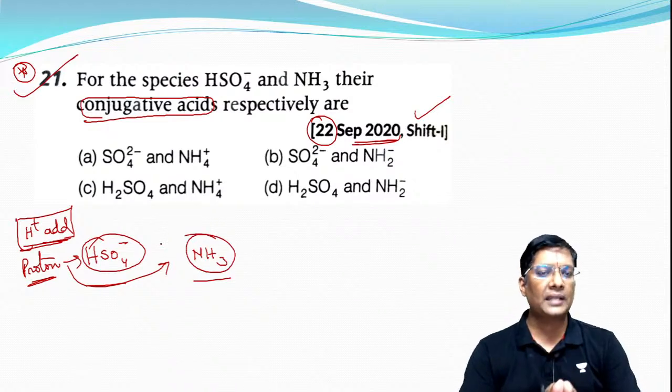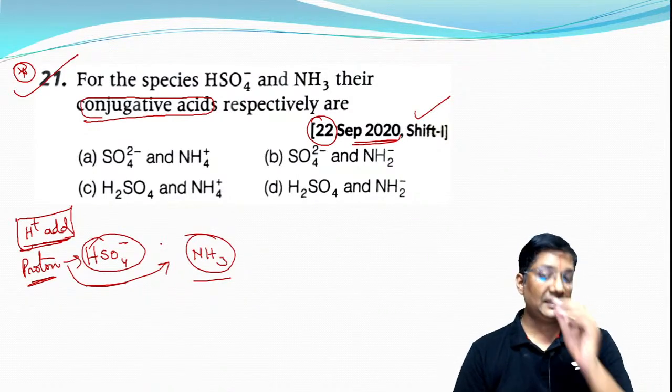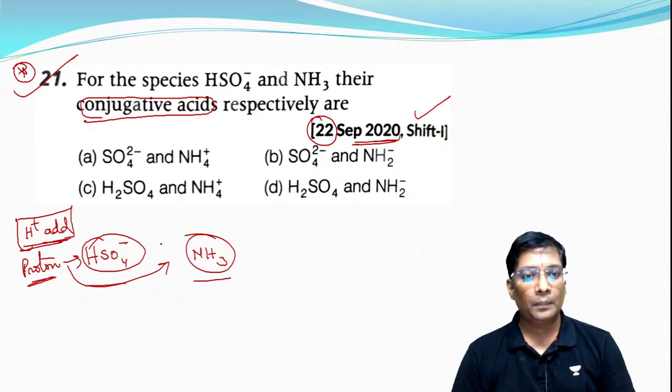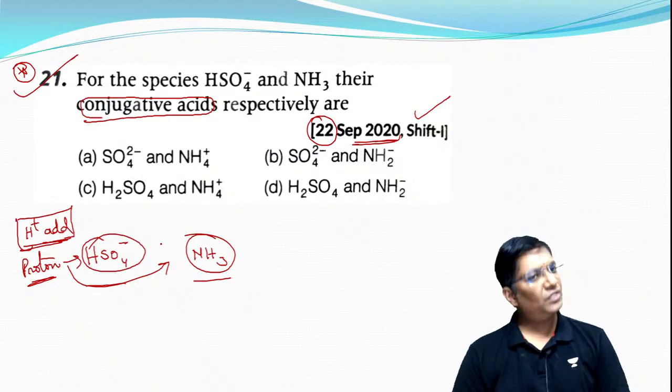So if you add the protons to HSO4 minus and ammonia, you will get the conjugate acids. Bronsted acids will be produced. Tell me quickly.